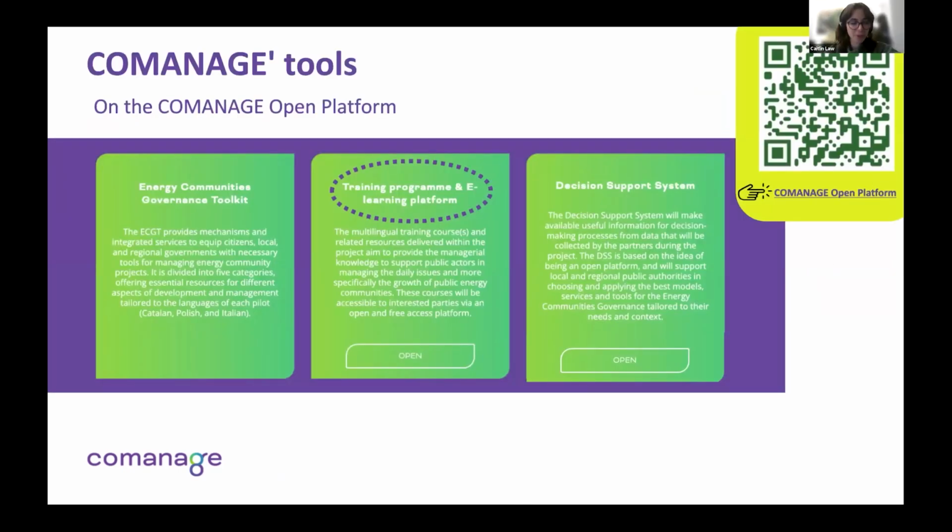I'm Ilaria from ICE4, and ICE4 is the one in charge of the development of the COMANAGE training program, which is one of the 3 tools that the COMANAGE team has produced to overcome the barriers that energy communities usually meet, which usually consist of a huge lack of information and awareness. So that's why the training program is pivotal in this way.